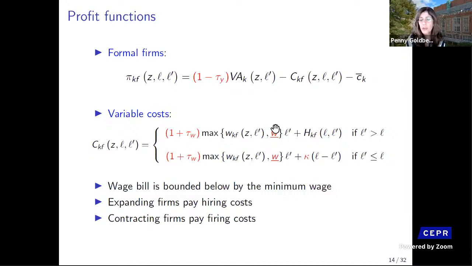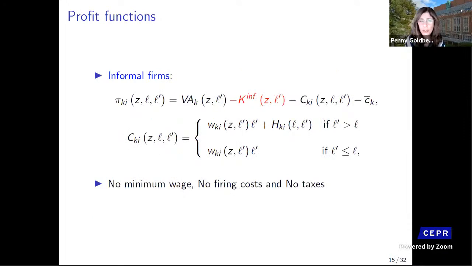Okay. So these are the costs for the current labor force. And then the firm also faces costs of hiring. This is this term here that I will explain in a moment. So this is if the firm expands. On the other hand, if the firm contracts, then again the cost of the current workers is going to be the same as before. But in Brazil, there are very high firing costs. So this firm also needs to pay firing costs, which we assume are linear in the number of workers that are fired. Okay, so this is the profit function of the formal firm.